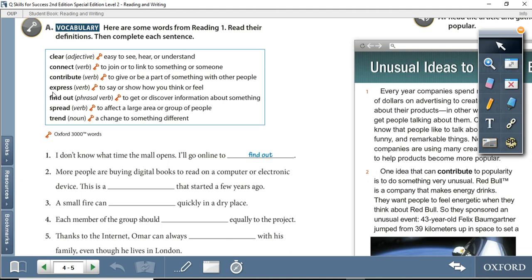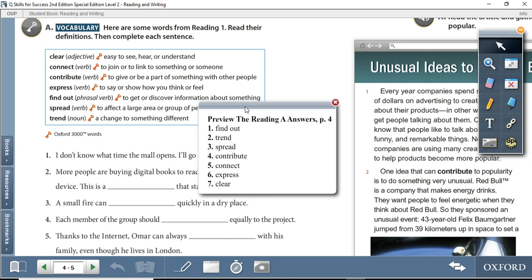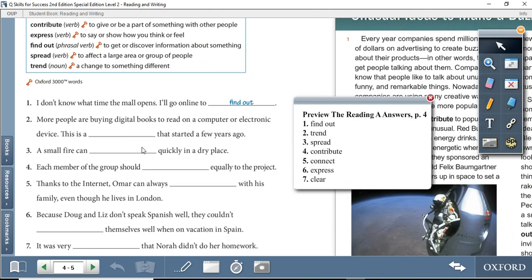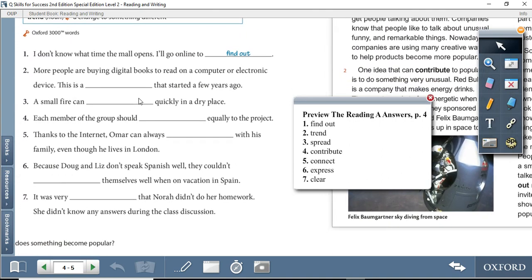Find out, to discover information about something. Spread, to affect a large area or group of people. Trend, a change to something different. Now what you need to do is match the correct word with the right sentence.